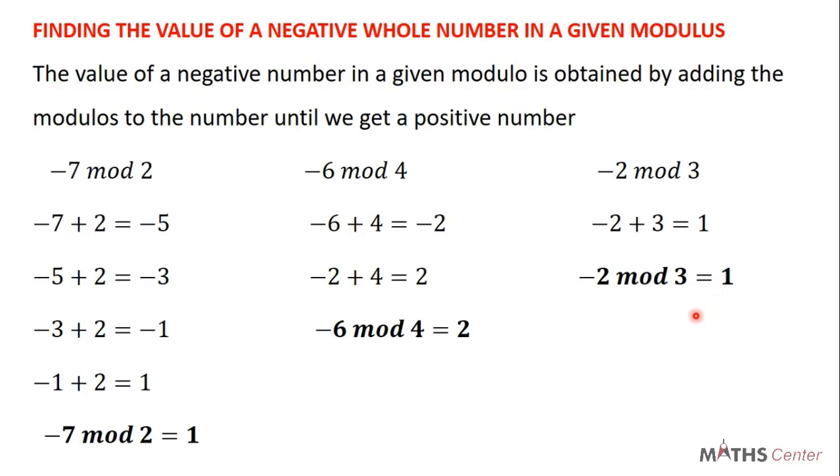So you can see that to find the value of a negative whole number in a modulus is very simple. You keep on adding the modulus to the number until you get a positive number.